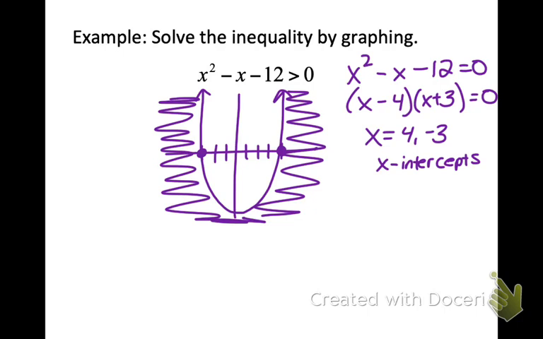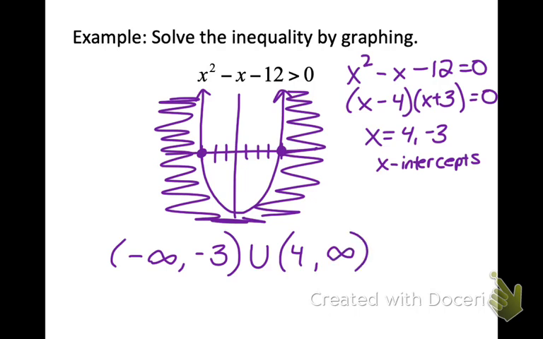So how do I put that graphically? Well, it's everything but the parts in between negative 3 and 4. So we're going from negative infinity to negative 3 bracket. Actually, no, it's not a bracket. Why is it not a bracket? Am I including 0 in my solution? No. So it's a parenthesis. Union, parenthesis 4 to infinity.